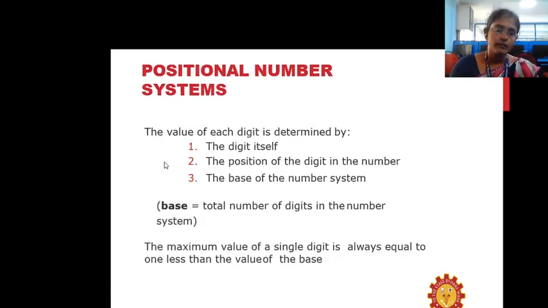So see here, the base is the total number of digits in the number system, and the main rule, the main characteristic of the positional number system, is that the maximum value of a single digit is always equal to 1 less than the value of the base.